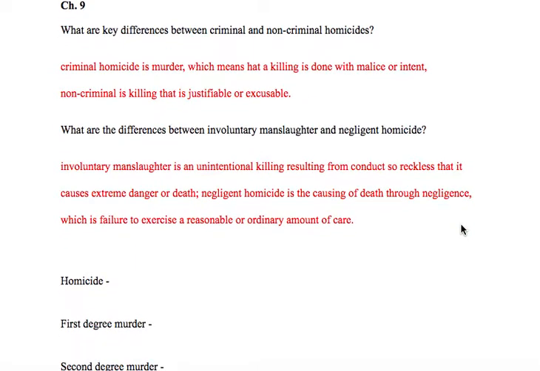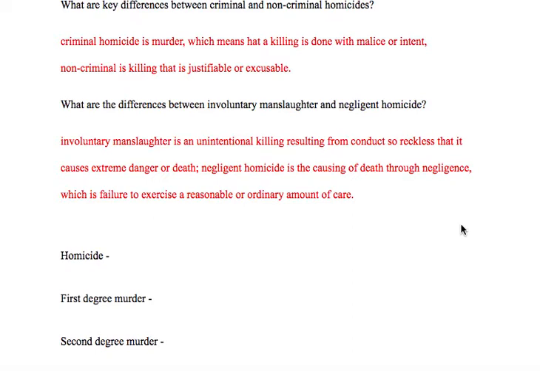What are the differences between involuntary manslaughter and negligent homicide then? Involuntary manslaughter is an unintentional killing resulting from conduct so reckless that it causes extreme danger or death. Okay? Negligent homicide, on the other hand, is causing the death through failure to exercise reasonable care. So involuntary manslaughter is doing something so reckless, driving at speeds that you know are dangerous, going through a neighborhood, running someone over, versus negligent homicide, maybe checking your radio and then you ran into someone.